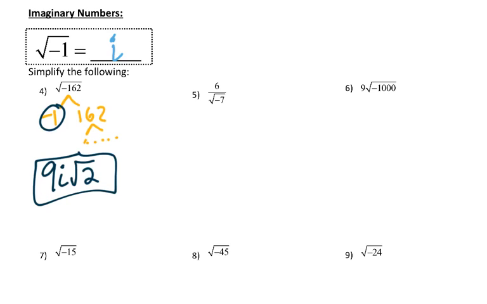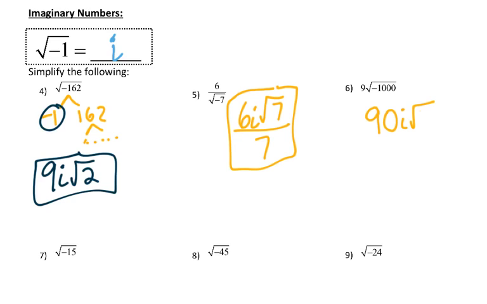Number 5 will also be super similar. Instead of being 6 root 7 over 7, it'll be 6i root 7 over 7. So we do the same process. We're just going to have an i in the end, and the i is outside of the radical. Same with number 6. Earlier we got 90 times the square root of 10. Now we're going to get 90i times the square root of 10.